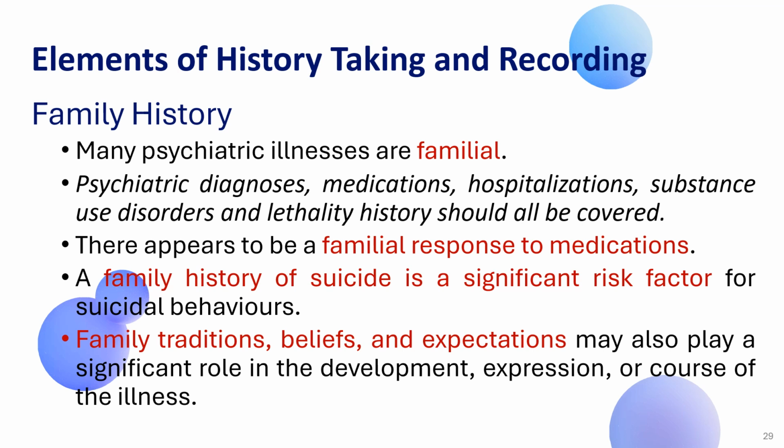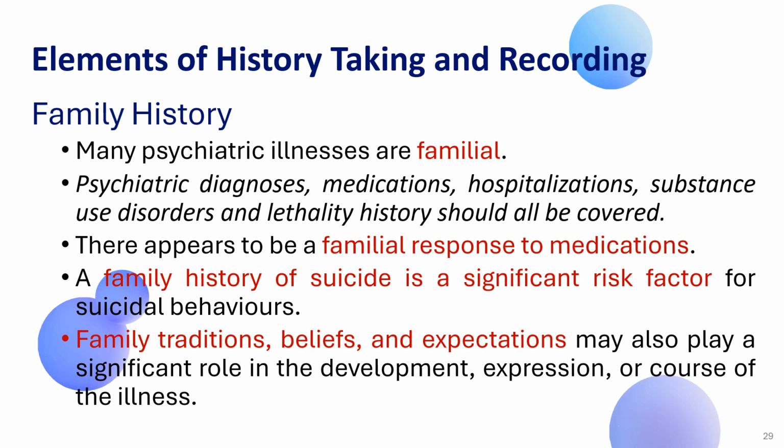There appears to be a familial response to medication. The family history is also important in that the familial response to medication is seen. For example, if one drug is effective in a family person for the same illness, it may be similarly effective in your patient also. A family history of suicide is a significant risk factor for suicidal behavior in the patient, so it should also be ruled out and asked in the family if someone has a history of self-harming behavior or committed suicide.